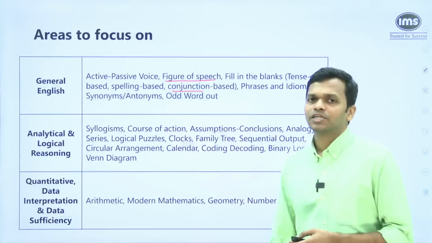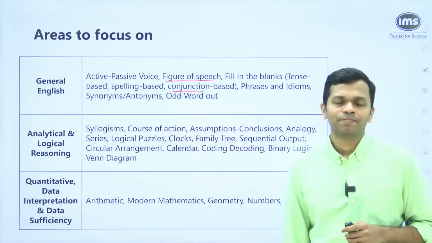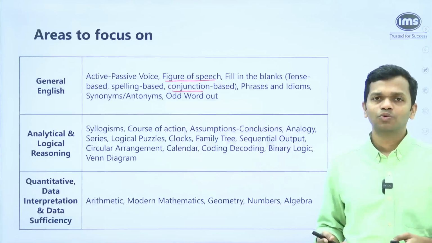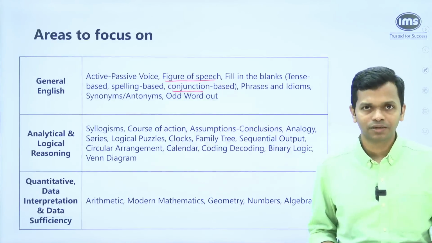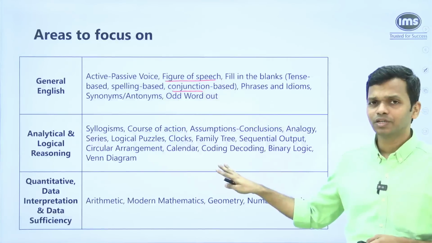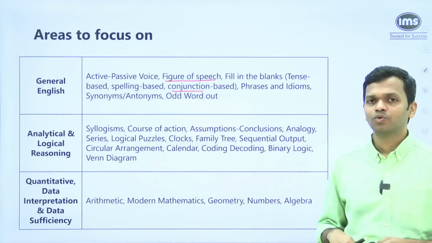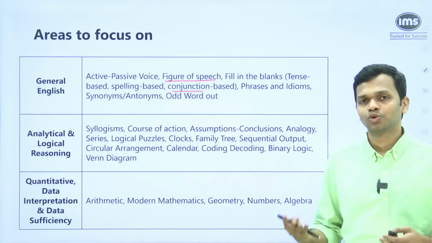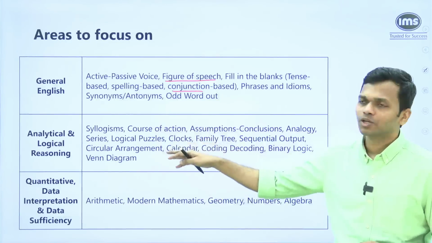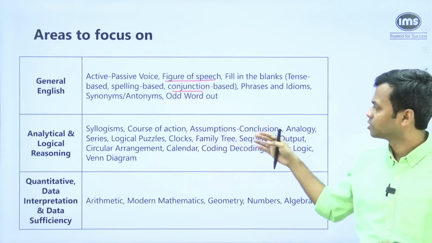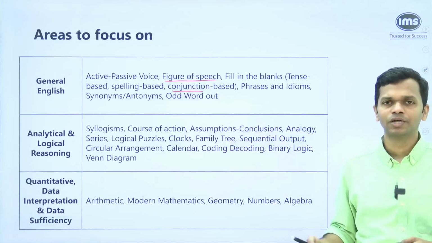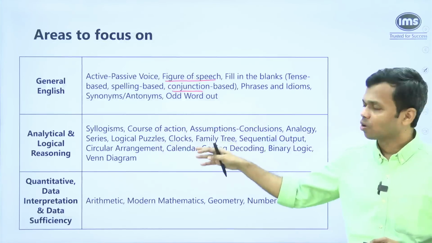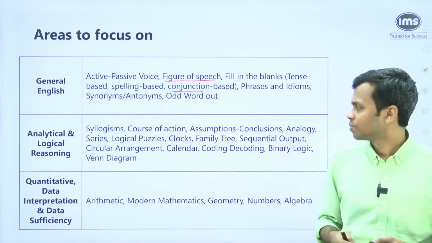Moving on to the next section, which is analytical and logical reasoning. Now for analytical and logical, again, they ask 1 to 2 questions of pretty much all the types that are there. Not very difficult questions, but yes, you will have to do all the areas to be in a position where you can say that I'll be able to do most of the questions. So starting from syllogisms, course of action, assumption, conclusion, inference, argument. So pretty much the entire critical reasoning portion that you have. Then logical puzzles, it could be standalone logical puzzles.